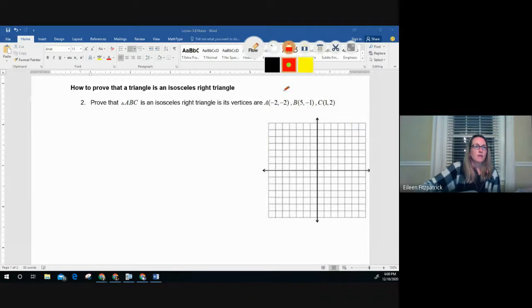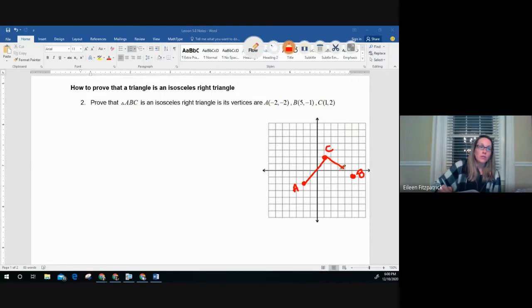All right, so point A is at -2, -2. Here's point A. B is at 5, -1. And C is located at 1, 2. So we want to know, is this an isosceles right triangle?